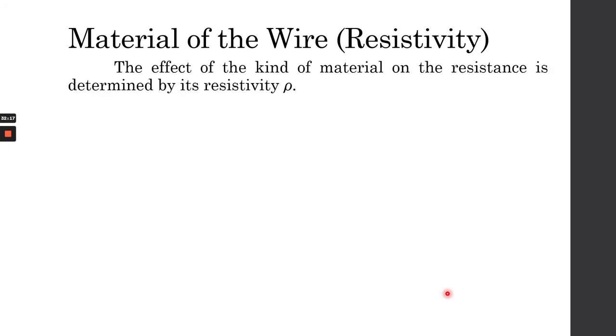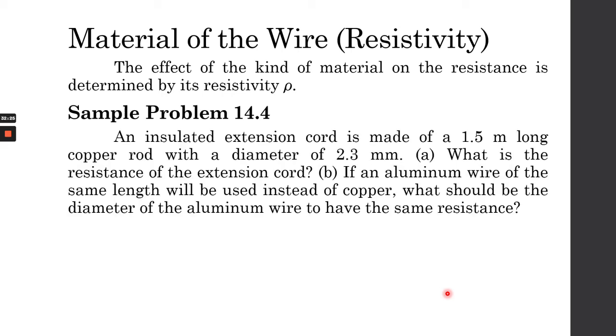Next, yung material of the wire or yung resistivity. So, the effects of the kind of material on the resistance is determined by its resistivity rho. Sample problem 14.1. An insulated extension cord is made of 1.5-meter long copper rod with diameter of 2.3 millimeters. So ito yung ating resistor. Isang copper rod na may diameter na 2.3 millimeter. Ang tanong, what is the resistance of the extension cord?